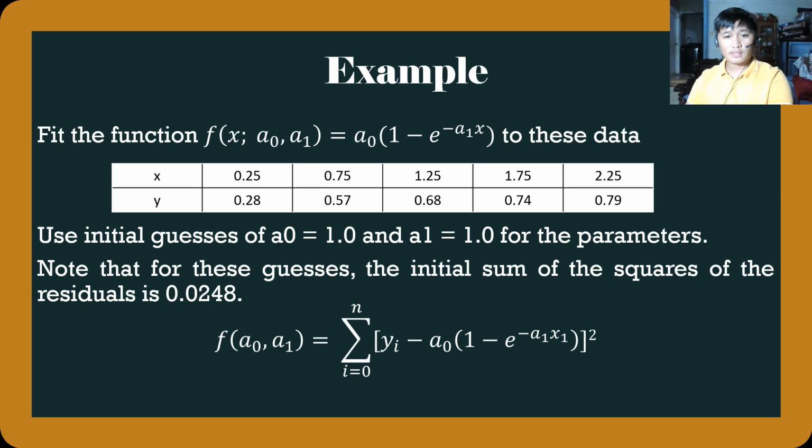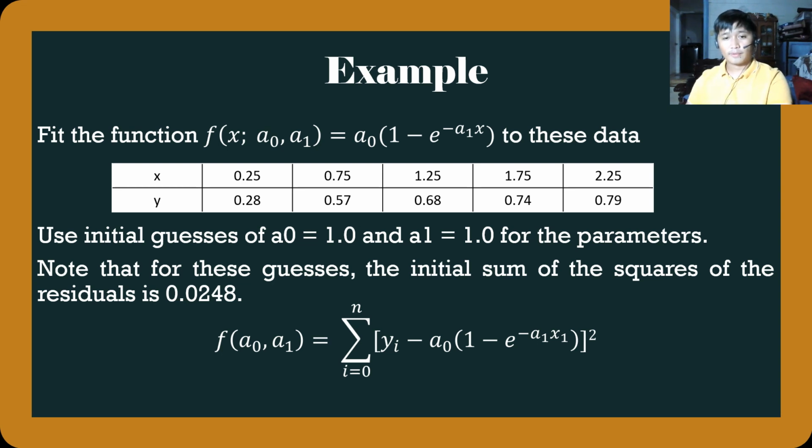So the initial guess is 1. So this is 1, and then the quantity 1 minus e to the negative a sub 1. Again, we have the initial guess, a sub 1 is equal to 1. Therefore, this is 1. And then for x sub 1, this corresponds to the value of 0.25.